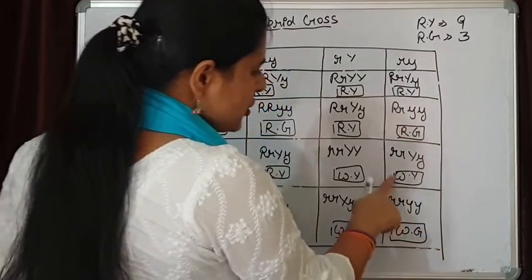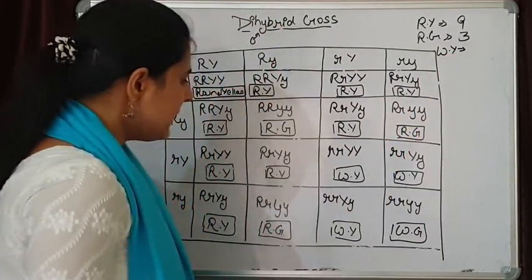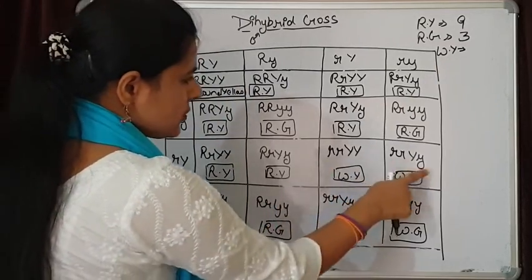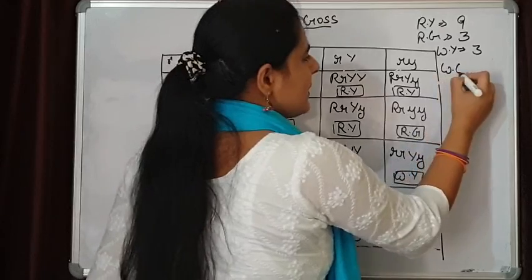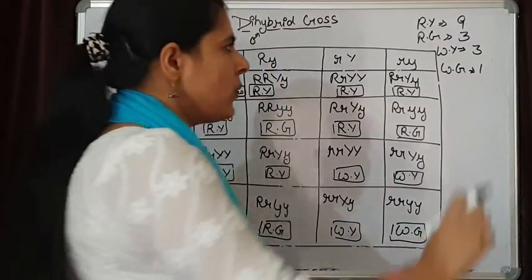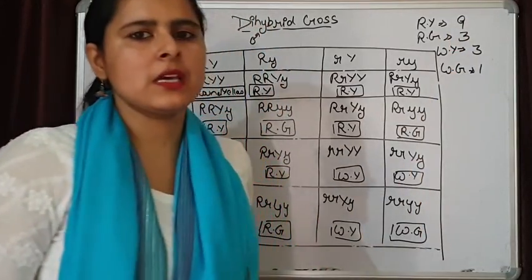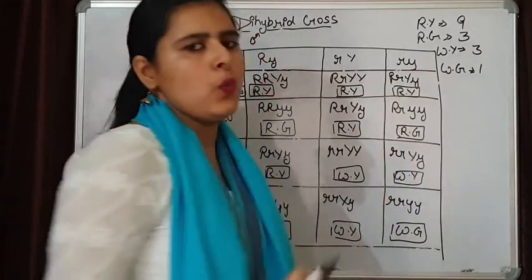Now another combination is wrinkled and yellow. If we see this wrinkled and yellow, again we count 1, 2 and 3. 3 are there, and the last one is wrinkled and green. So 1 is there. Now the dihybrid ratio that is coming to us is 9:3:3:1.